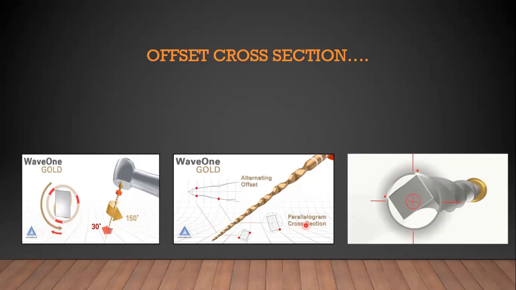For example, this Wave One Gold has a parallelogram cross section, but only 2 points contact the canal wall at one time. This is ProTaper Next, which has a swaggering type of motion because of this offset cross section area.